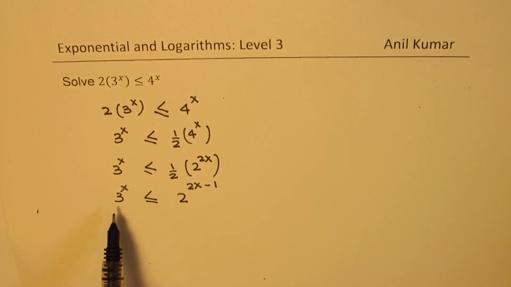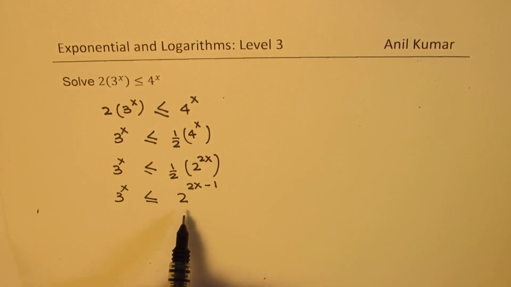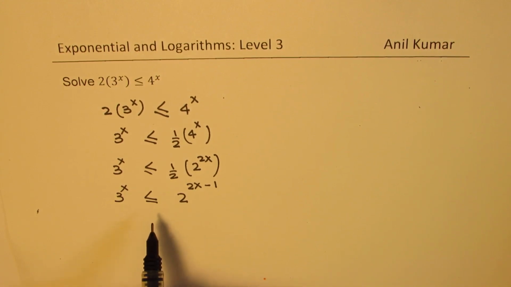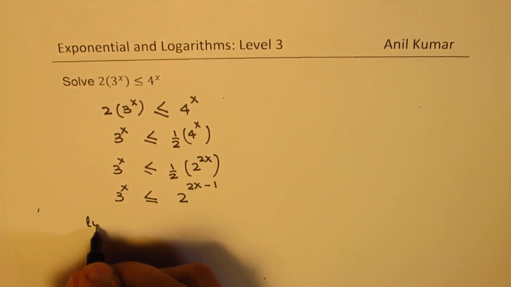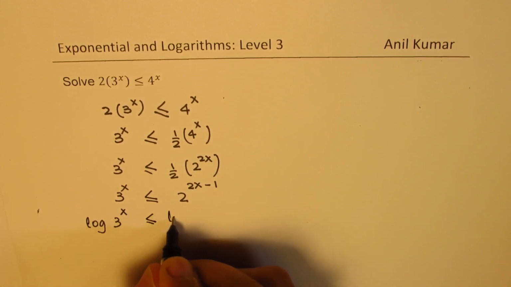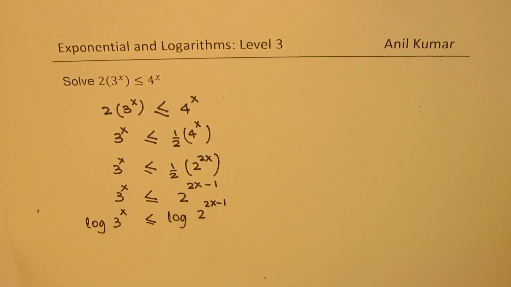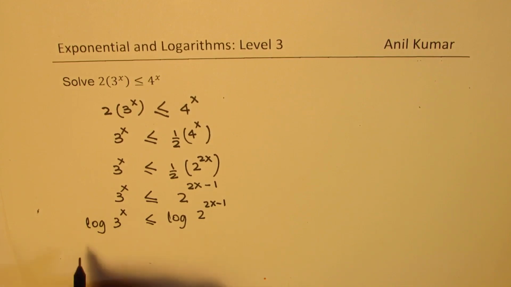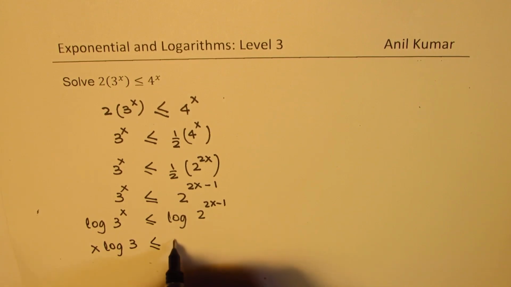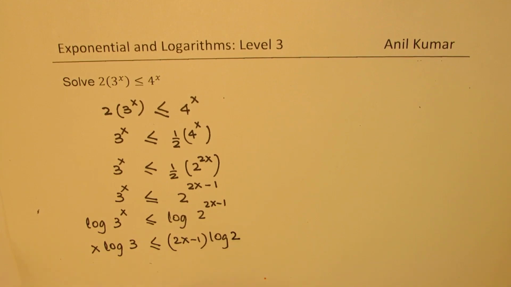Now we can take log on both the sides. So let's take log to the base e, ln, or log to the base 10. Okay, let's take log on both sides. So we get log of 3 to the power of x less than or equal to log of 2 to the power of 2x minus 1. Now that means x times log 3 is less than or equal to (2x minus 1) times log 2, right?